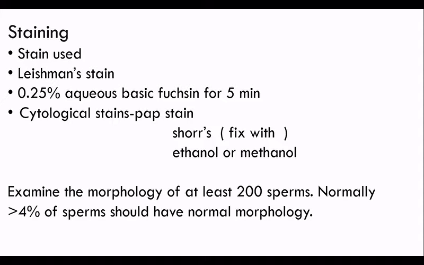If you are using cytological stains, then you will have to fix it with methanol or ethanol and then stain it. Examine the morphology of at least 200 sperms. Normally, more than 4% of the sperms should have normal morphology.